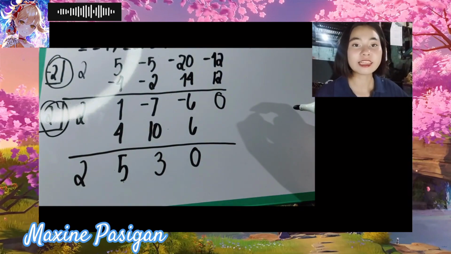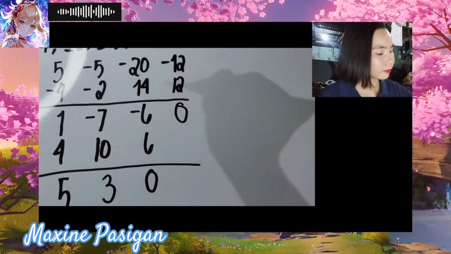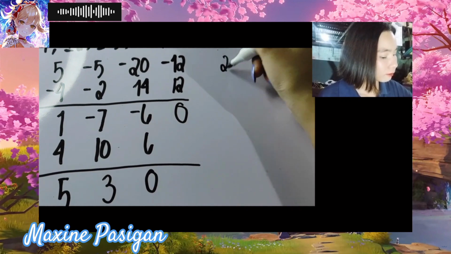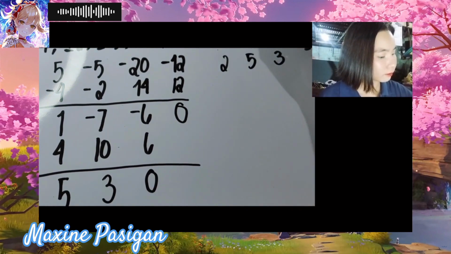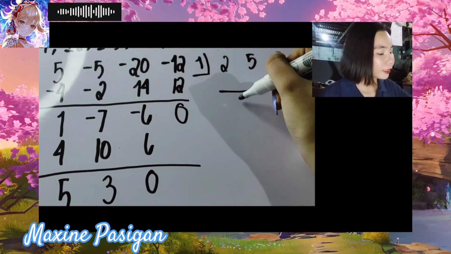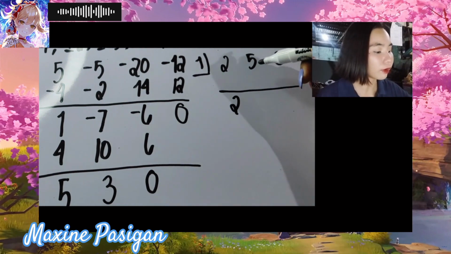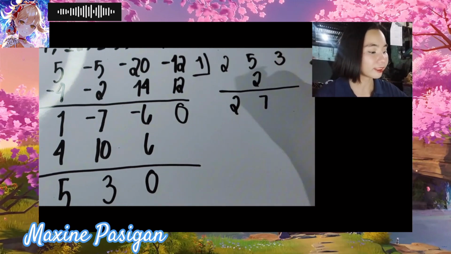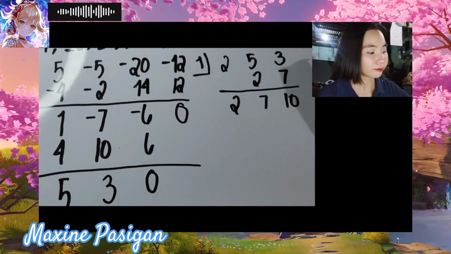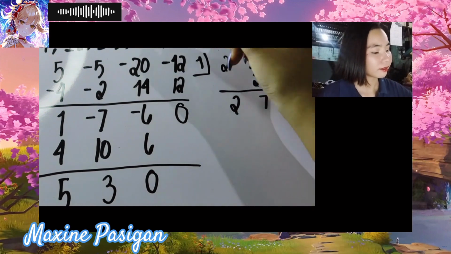Let's do it again. Let's use positive 1. Bring down 2. 2 times 1 is equal to 2. 5 plus 2 is equal to 7. And 7 times 1 is equal to 7. 7 plus 3 is equal to 10. Since the last term is not equal to 0, positive 1 is not a root.